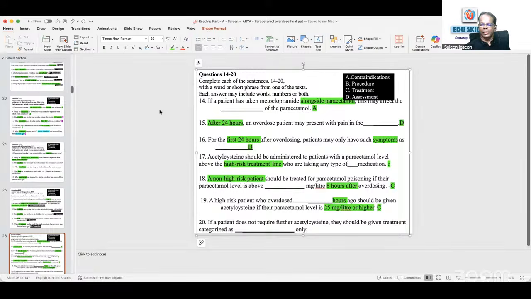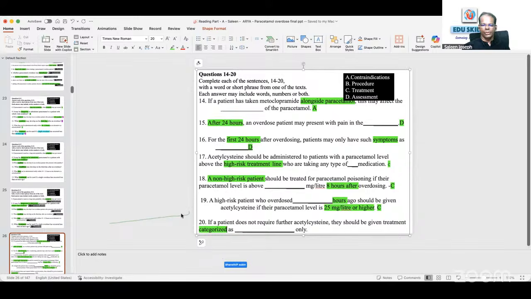20. If a patient does not require further acetylcysteine, they should be given treatment categorized as dash only. Categorized treatment, further. Should be given treatment categorized as dash.